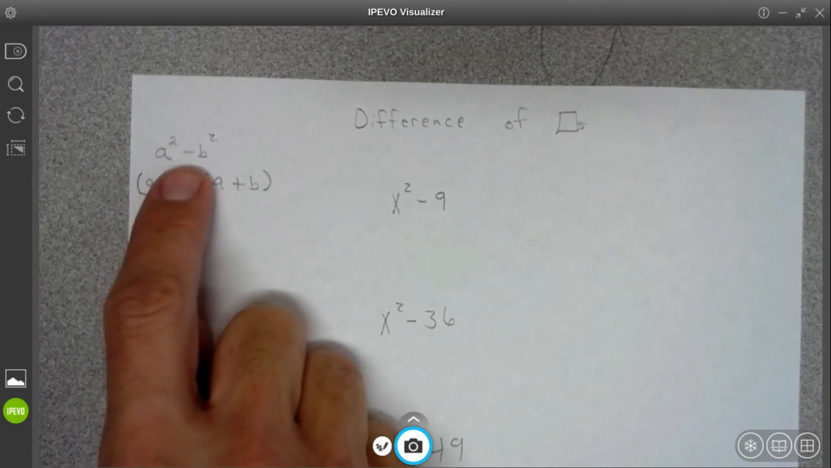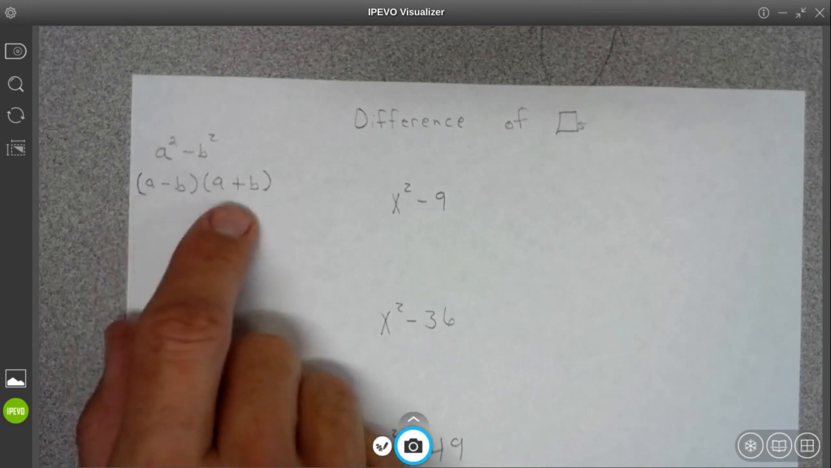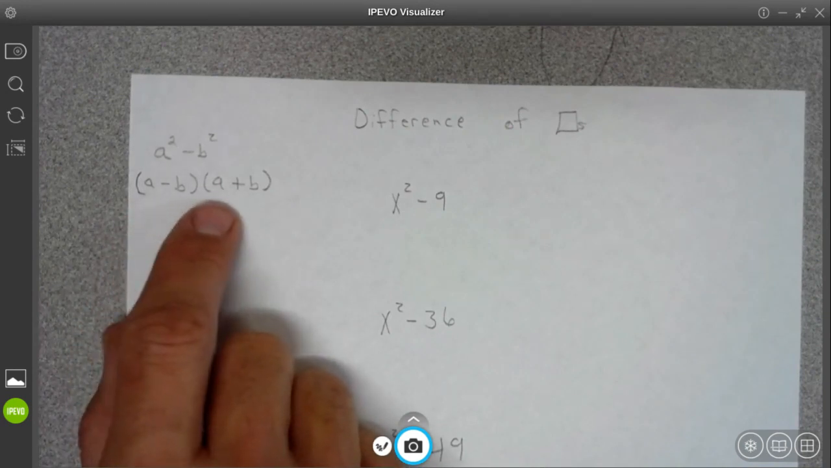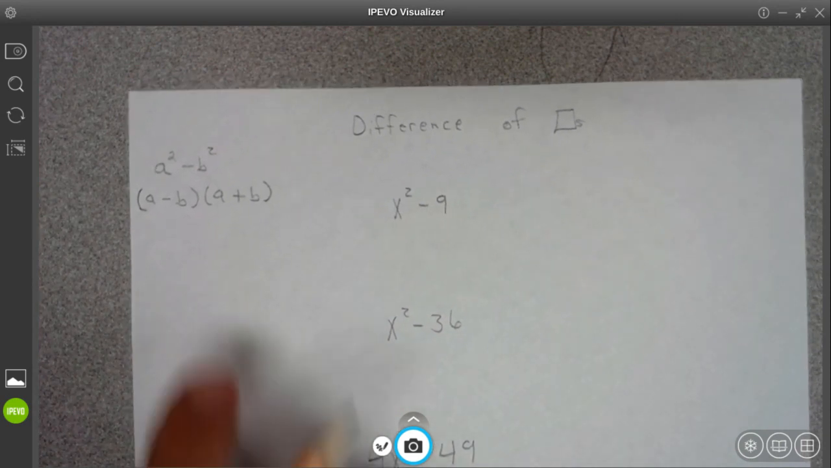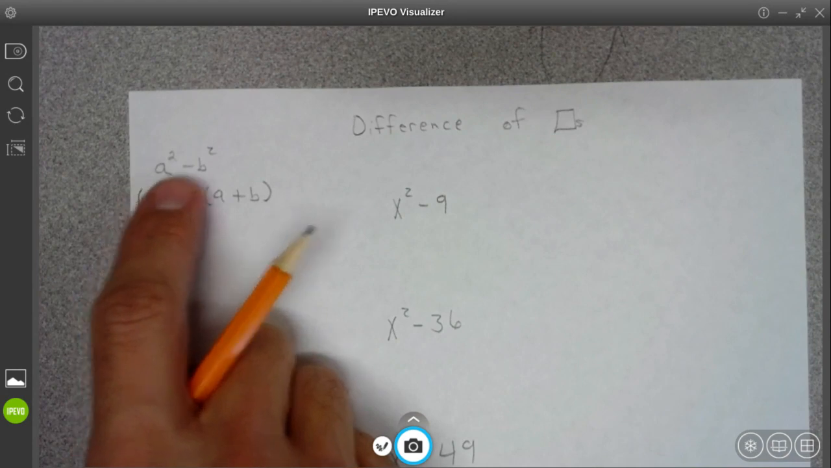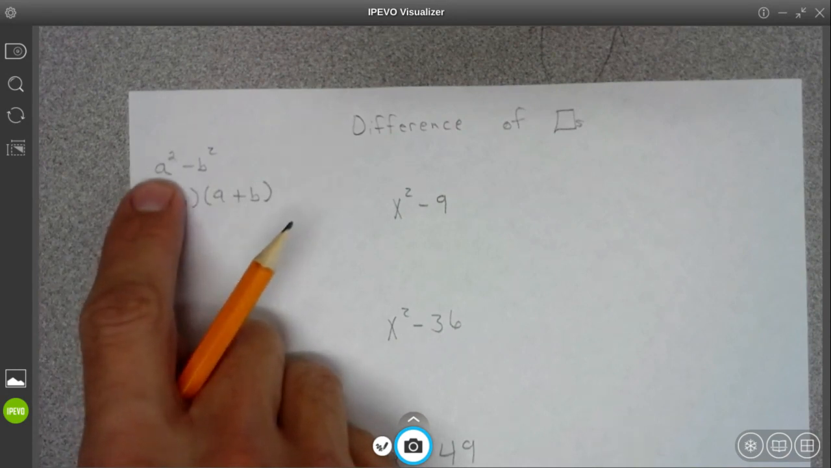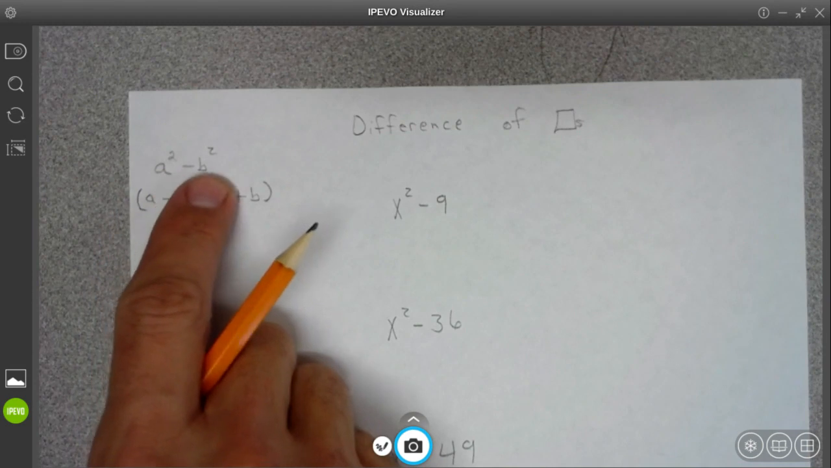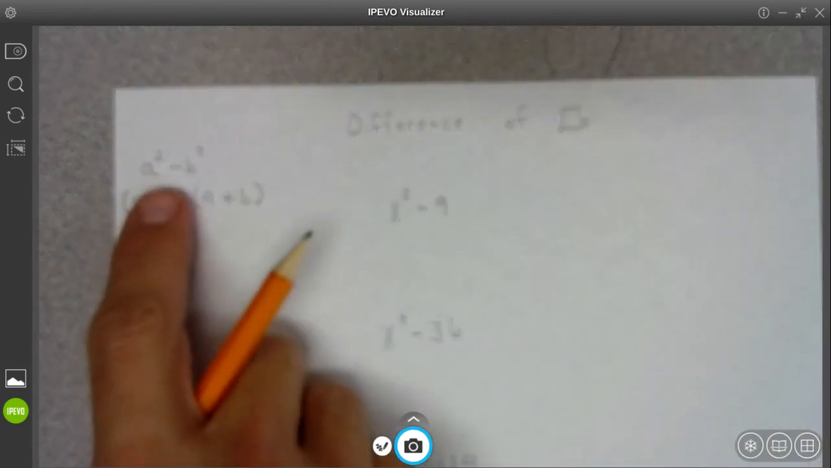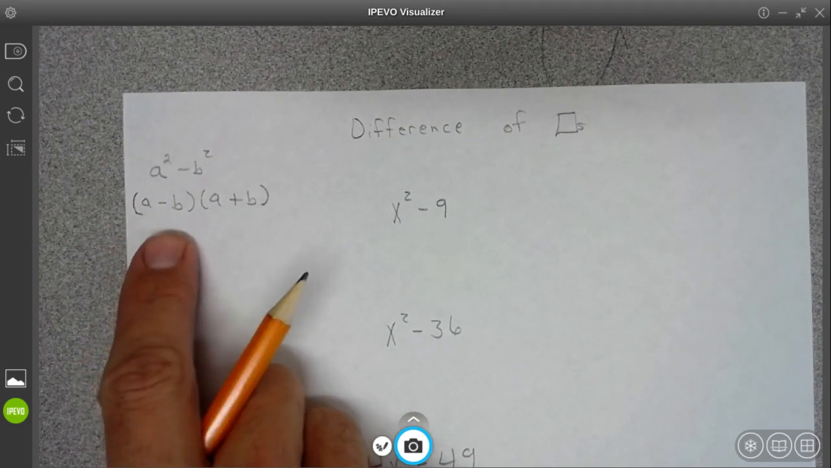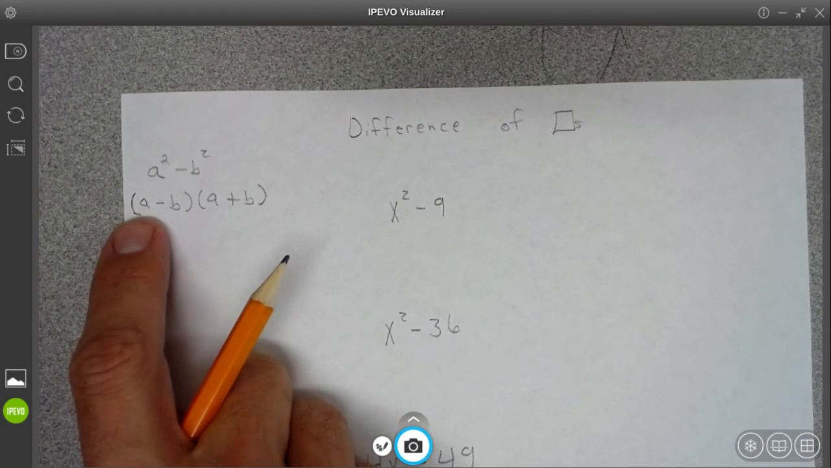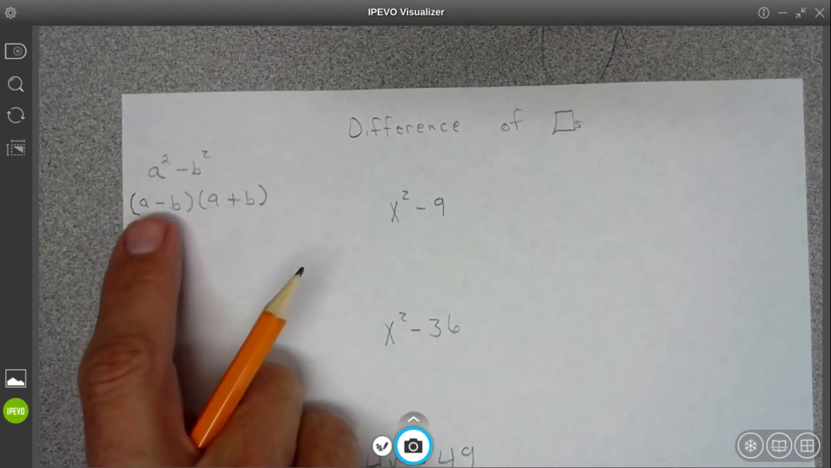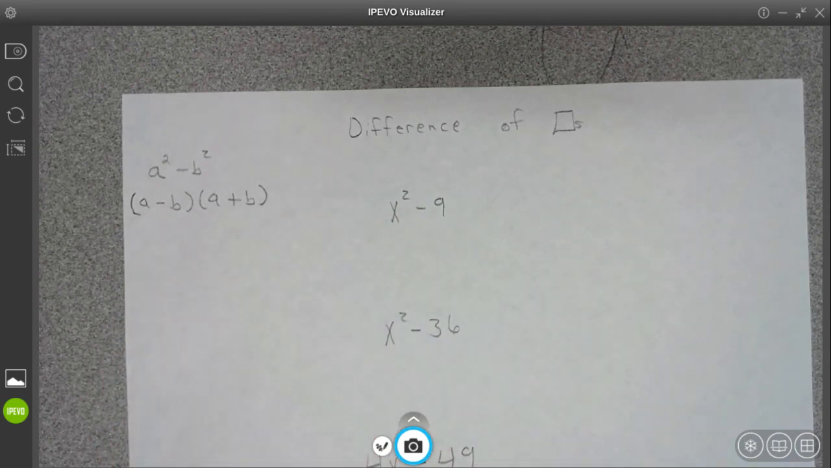This one only has two terms, and it will factor it into two binomials, really. Depending on the circumstance, it might be linear, it might not be. What it tells you is that when you have something to the second power and something to the second power, and you are subtracting them, you can rewrite it as the square root of the first thing and the square root of the second thing, where one's minus and one's plus, and you can write it in factored form like that.